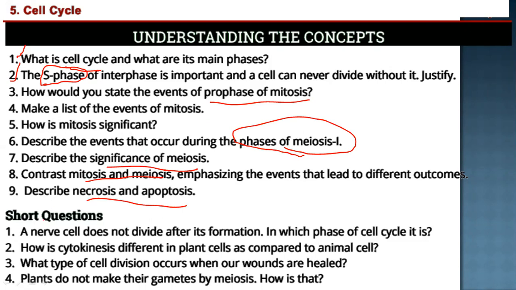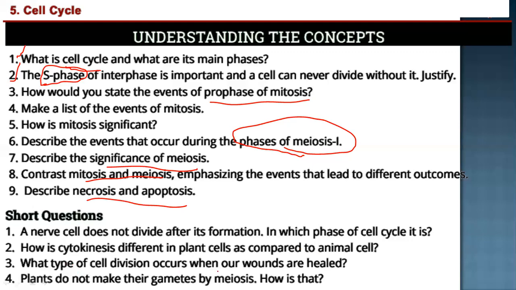Then question answers, like short questions. A nerve cell does not divide after its formation. In which phase of the cycle? It is definitely in the G0 phase. Why is it so? You have to write it. How is cytokinesis different in plant cells as compared to animal cells? So we have to write about all the procedure of cytokinesis in both of them, which is done after mitosis, which is written in your book.